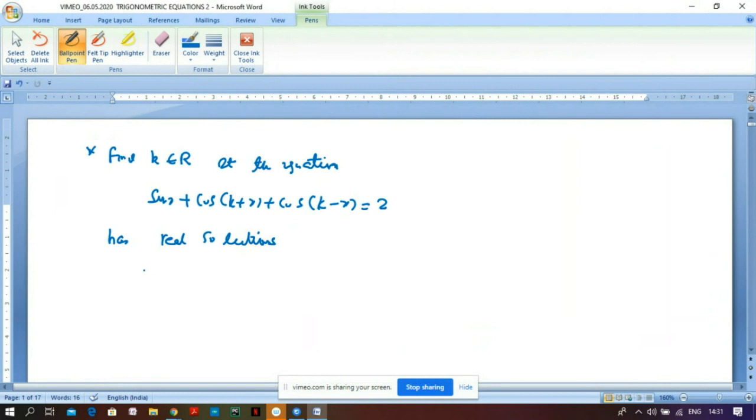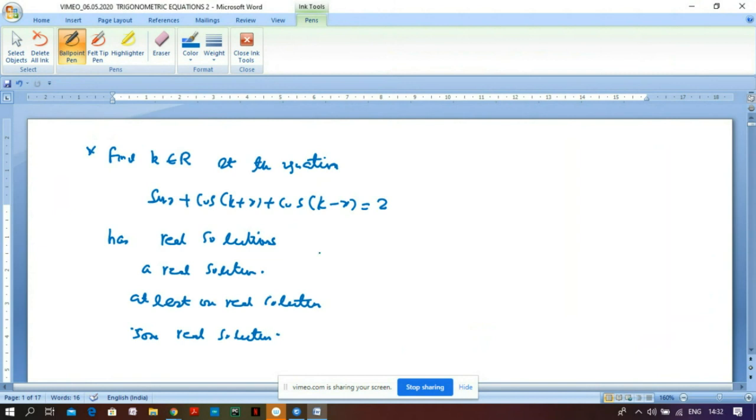I can also phrase this as "has a real solution", or "has at least one real solution", or "has some real solution". All these expressions mean the same thing, the question does not change. So let me repeat the question.